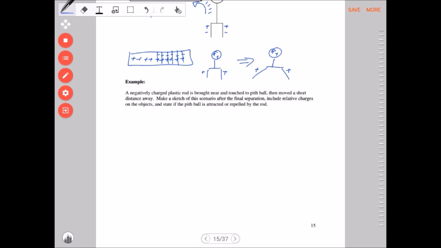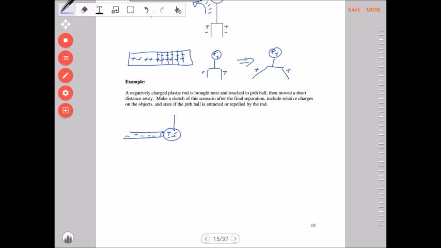So the next example, a negatively charged plastic rod is brought near and touched to a pith ball, then moved a short distance away. Make a sketch of this scenario after final separation. Include relative charges on the objects and state whether the pith ball is attracted or repelled by the rod. Okay, so here we've got this pith ball, and it is touched by a rod. Let's see, it's negatively charged. And then this guy, plus, plus, minus, minus.